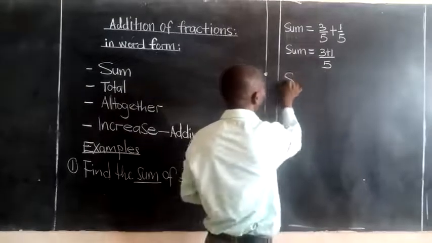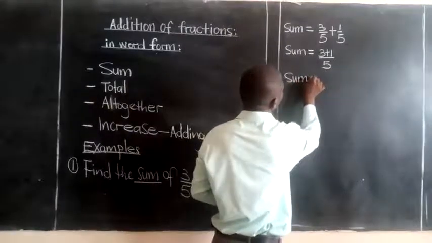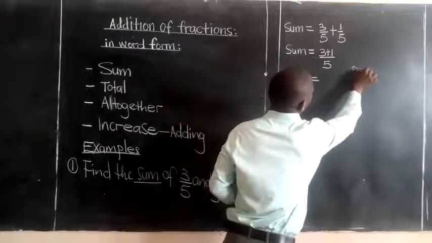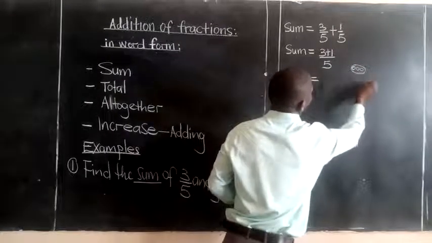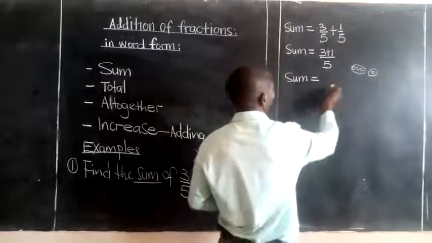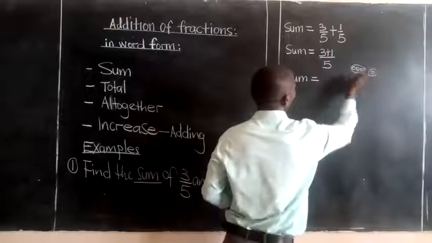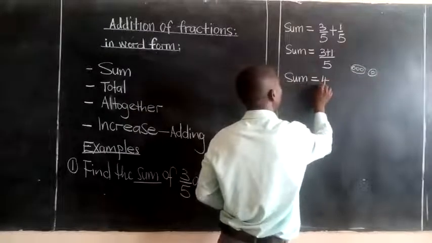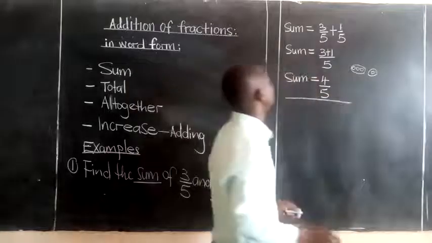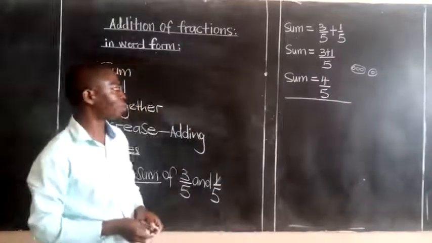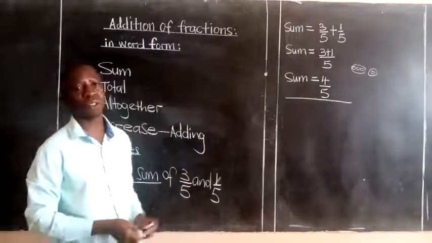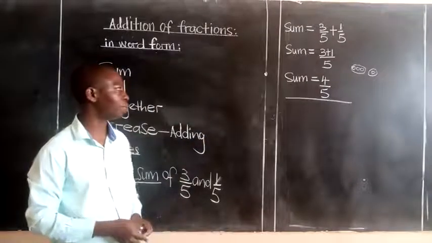So our sum is going to be 3 plus 1. When you add 3 plus 1, you will end up getting 4. So it is 4 out of 5. That is our sum. So when they say find the sum, that's how you can do it.